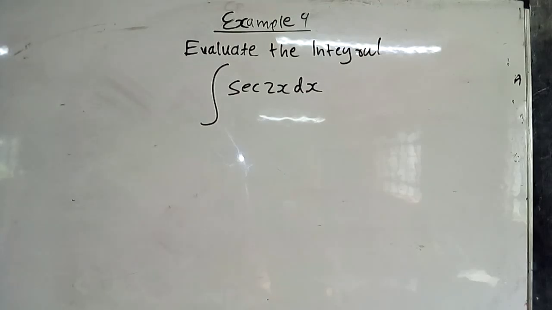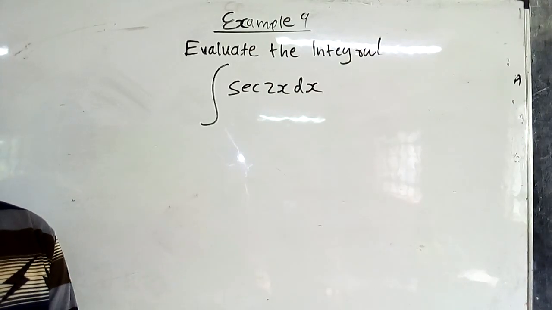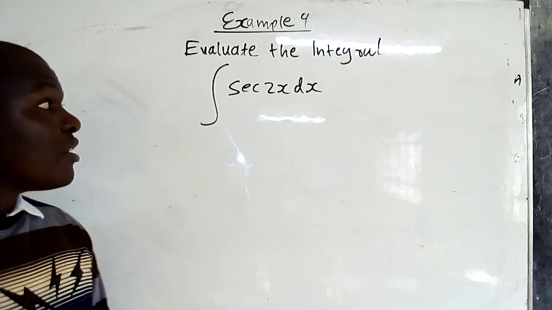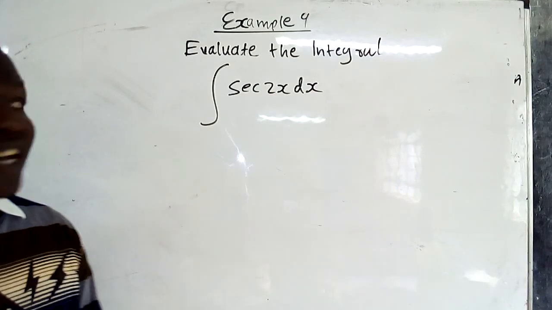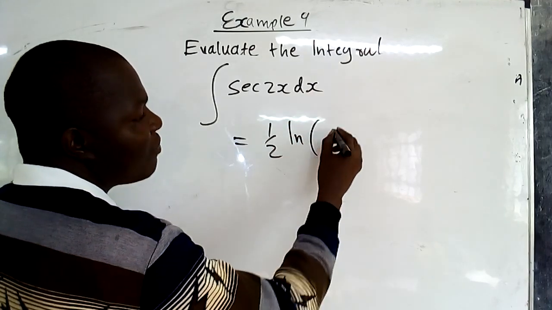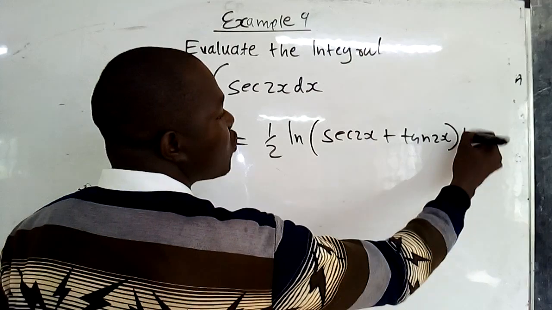Evaluate the integral of sec 2x dx. Now, how do we evaluate this kind of integral? This is also a case of a standard integral. If you evaluate this, you will get a half ln of sec 2x plus tan 2x plus c.